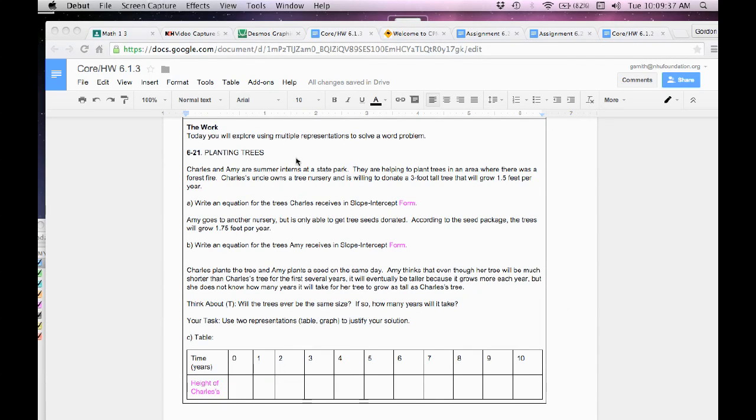Okay, we're going to start the work now. It says, today you will explore using multiple representations to solve a word problem. 621 is about planting trees.